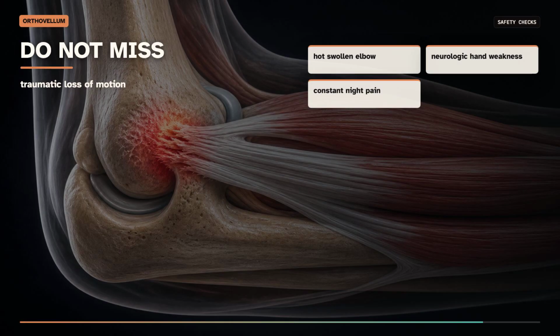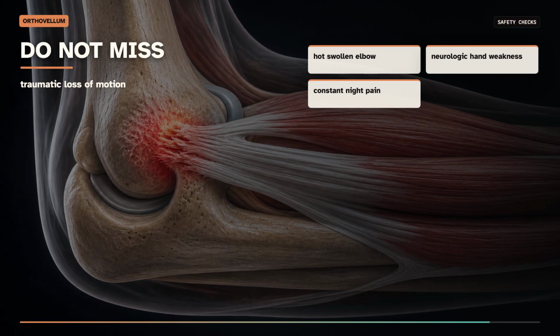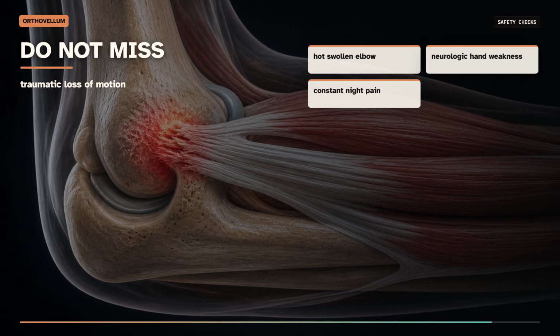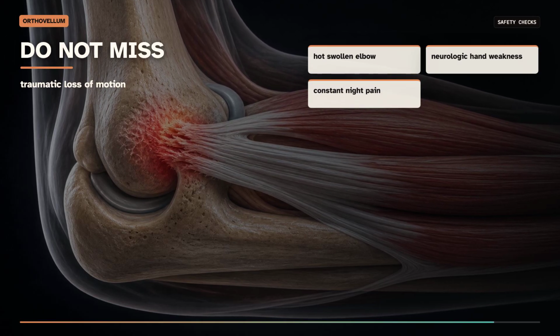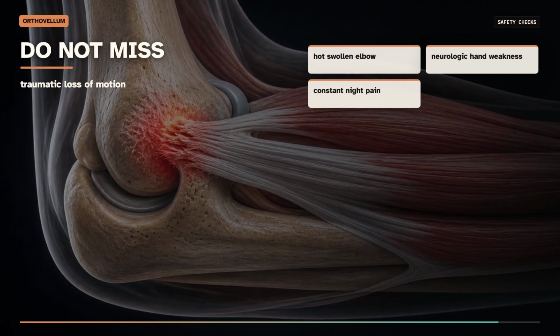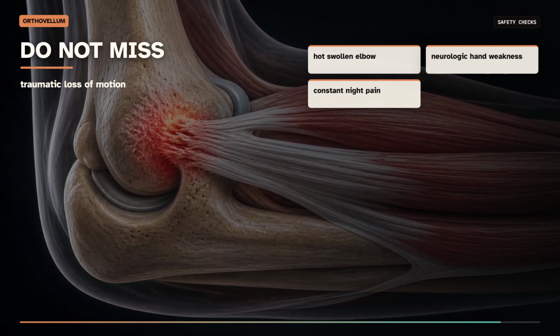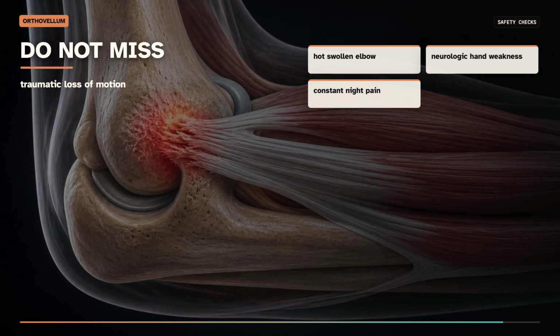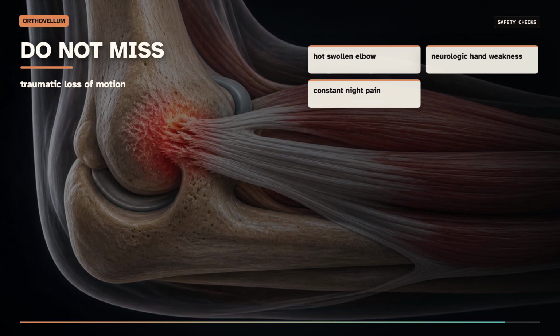Red flags and urgent features include traumatic loss of motion, hot swollen elbow, neurologic hand weakness, constant night pain. Red flags do not mean panic. They mean the pathway changes, earlier assessment, different imaging, or urgent specialist review. For patients, this is the safety net. For residents, this is how you avoid anchoring on a common diagnosis while missing the dangerous one.